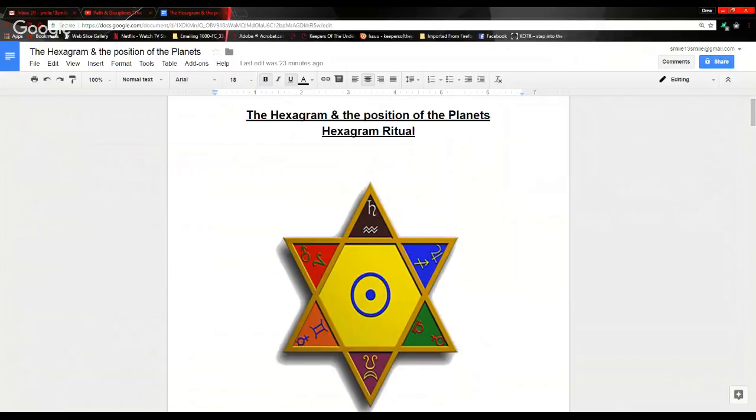In invoking, the direction is always clockwise. Banishing is always counterclockwise. The first hexagram always begins at the point corresponding to the planet. The second hexagram always begins on a point opposite the planet. The following chart will show you how to draw each planetary hexagram. Let me show you that.